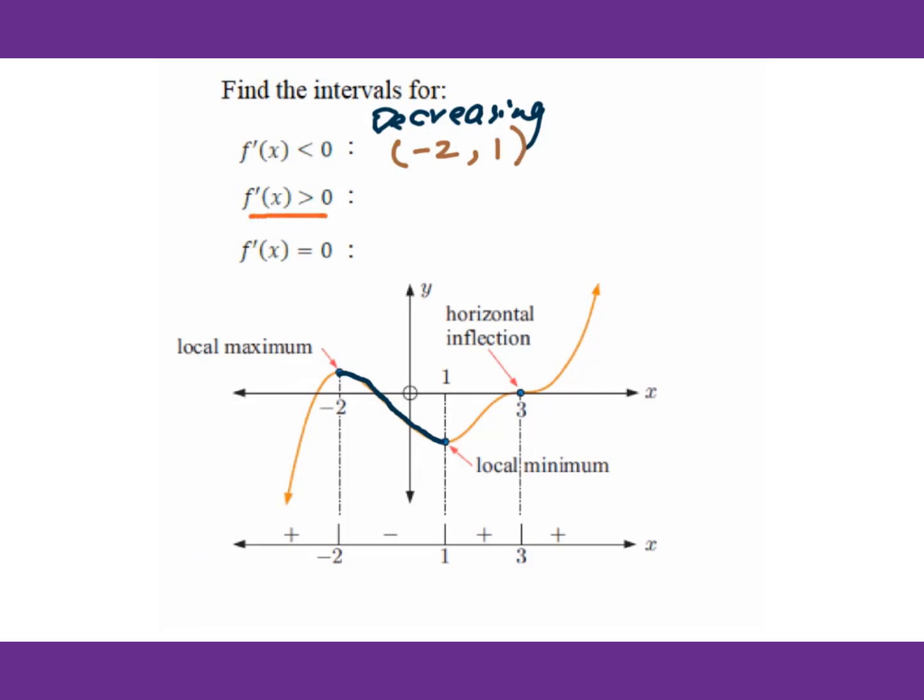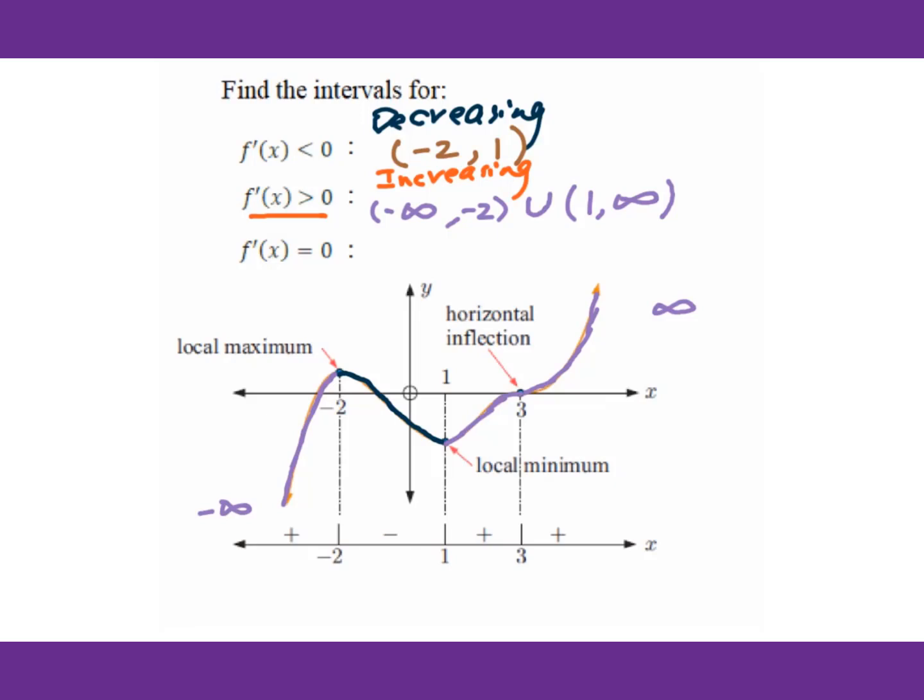Next, the derivative is positive. That means it's an increasing function. So check. Yeah, here it's increasing. This is increasing. Therefore, we write down the interval. This is negative infinity to positive infinity, because there are no ending points. We have negative infinity to -2, union set from 1 to positive infinity.